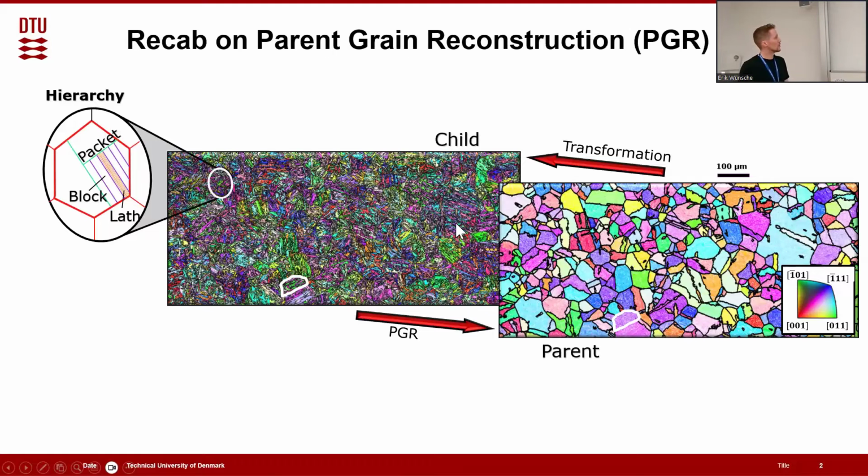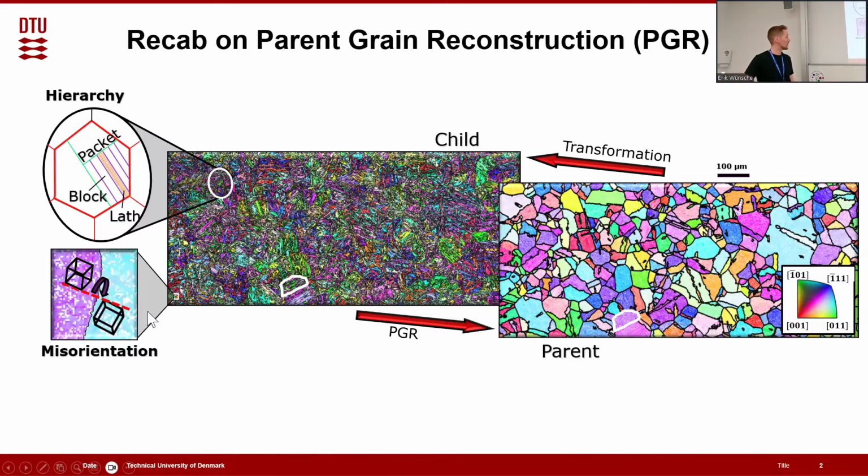We can use visual clues. For example, here Tuomo said it's a mess, but there is actually some kind of hierarchy in here. If you tune your eye to it, you can discern where the prior parent grains are. But algorithmically, we're looking at the misorientations between the different child grains and how they correlate to the orientation relationship, which is a representative misorientation for the phase transformation.